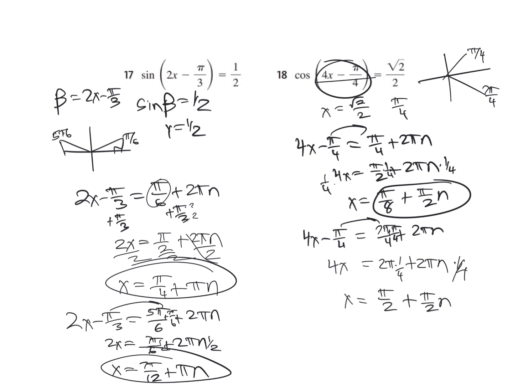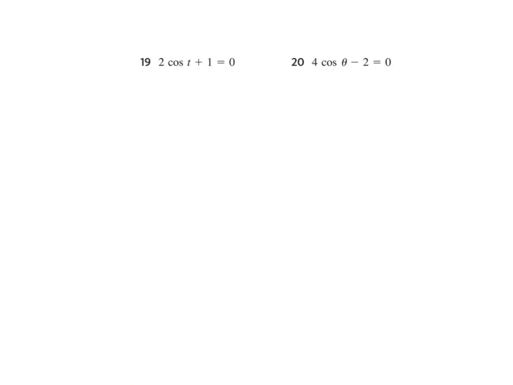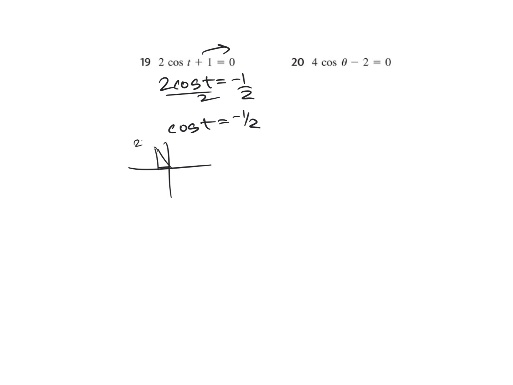All right. 2 cosine of t plus 1. So subtract 1. Divide off the 2. So where's the cosine of t equal to negative 1/2? The short leg. So negative. So that's going to be at 2 pi over 3. And also negative at 4 pi over 3. So what's our answer? 2 pi over 3 plus 2 pi n. And 4 pi over 3 plus 2 pi n.